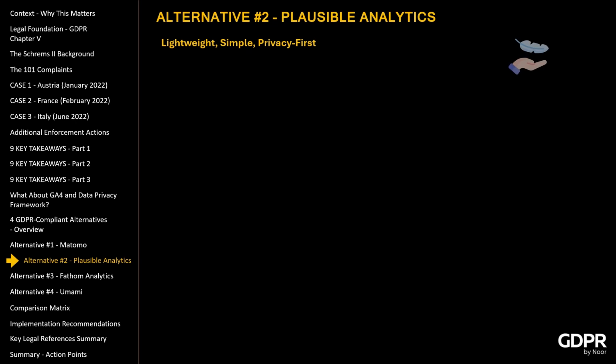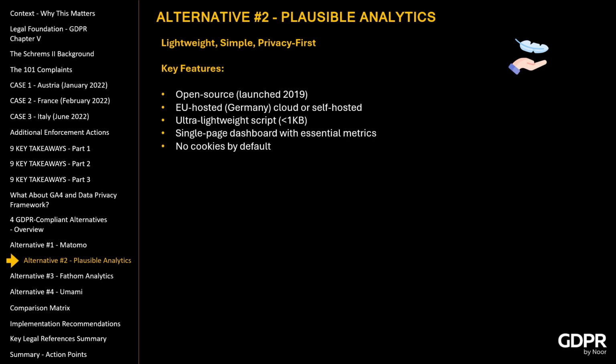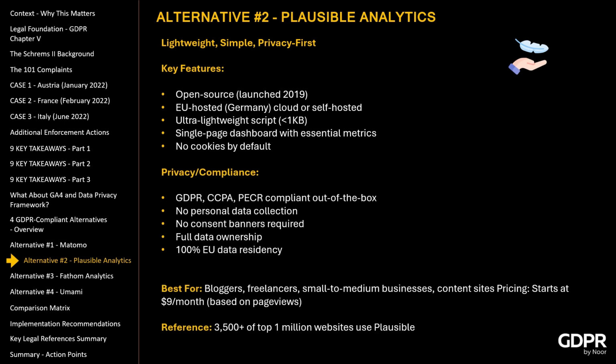Plausible Analytics. Plausible is a simple, lightweight, privacy-first alternative to Google Analytics, open source and fully auditable. Ultra-light tracking script for fast performance, a clean one-page dashboard with only essential metrics, no cookies, no personal data, no cross-site, no session tracking. Typically no consent banner required, hosted in Europe with self-hosting option. GDPR, CCPA and PECR compliant by design.